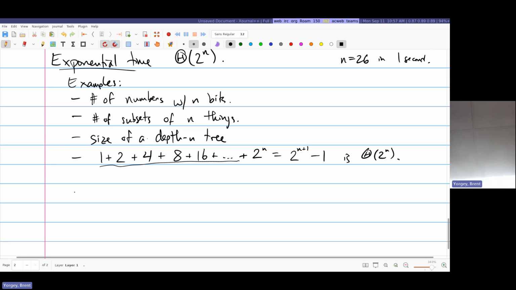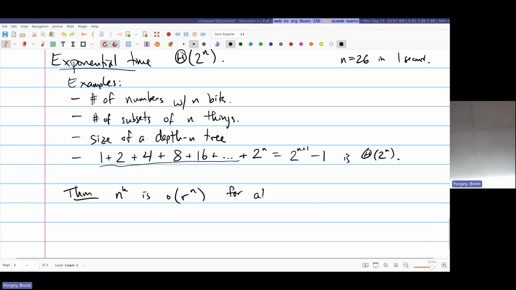Right. So theorem: n to the k is little o of r to the n. So n to the k is some polynomial thing, right? n to some constant power. And on the other side, I'm saying r to the n. So r is some constant, and I'm raising that to the n power, right? But I'm saying this is for all k greater than or equal to 0 and r greater than 1.